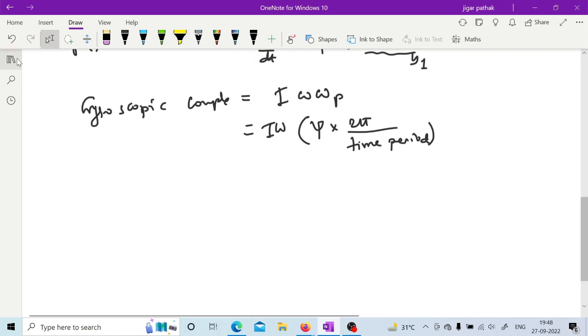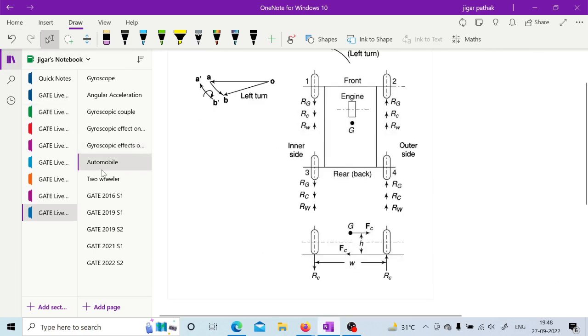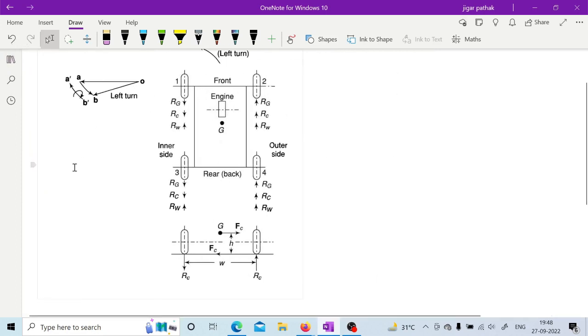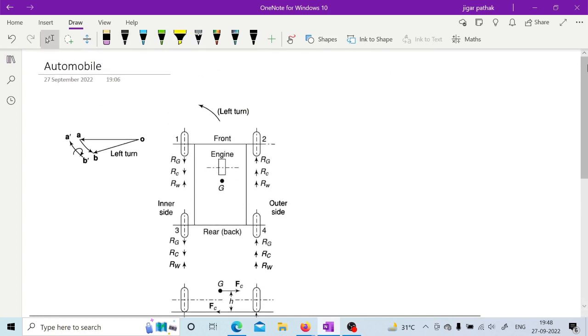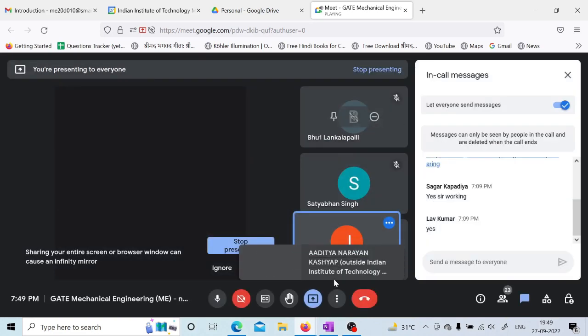So this is about your aeroplane and your naval ship. Apart from that, automobiles also have this gyroscopic effect. We will not go into the depth, but you must have a little bit of idea about this also. Whenever your vehicle or automobile is there, in that also the gyroscopic couple is going to affect.